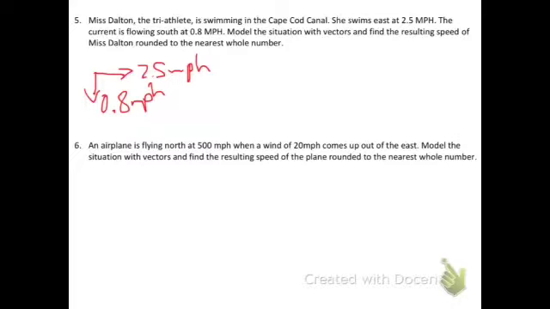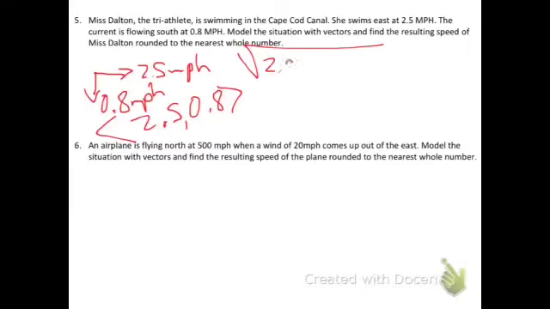And so here's our two vectors, kind of helping us model this. So we turn it into component form. You're looking at 2.5 and then 0.8 for our components. Now to get the resulting speed, you're going to take both of those, square them, and add that result together, and then square root it.